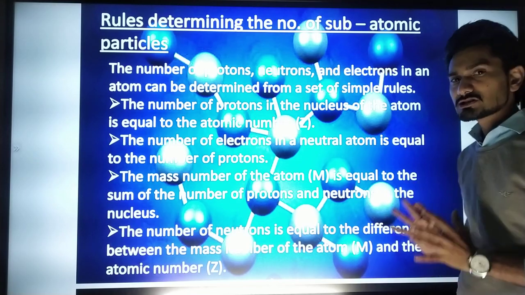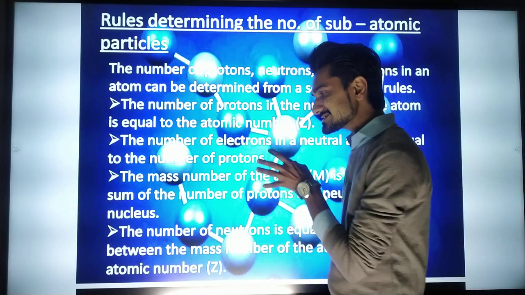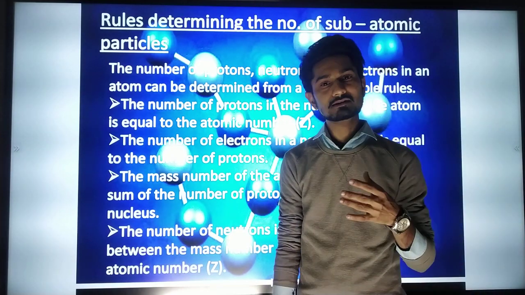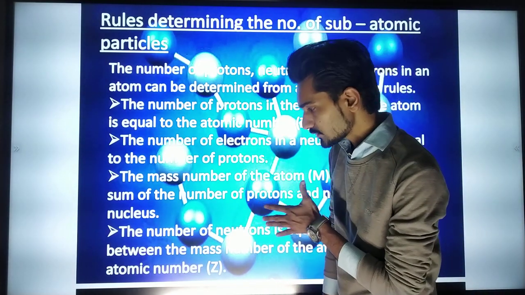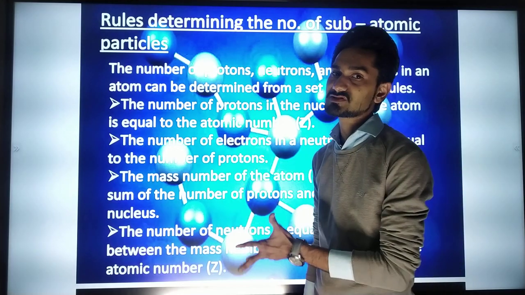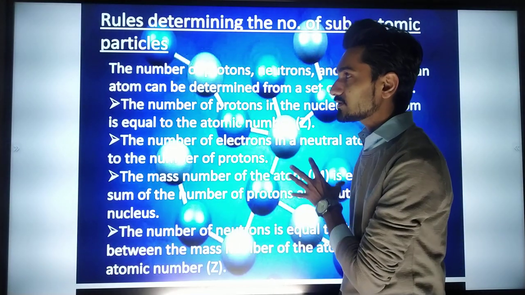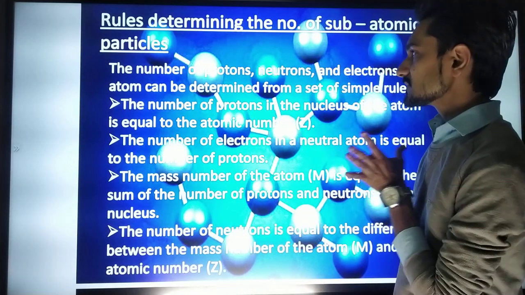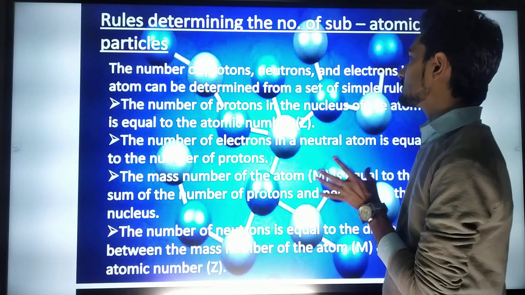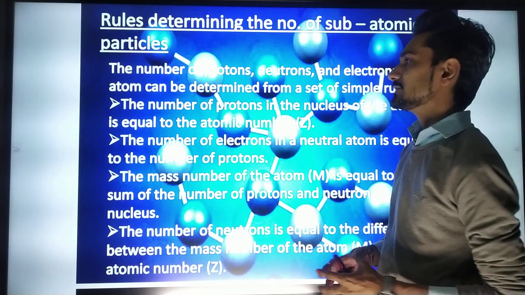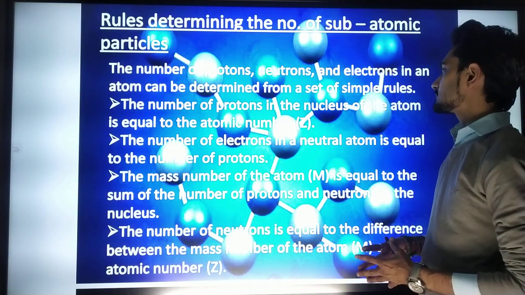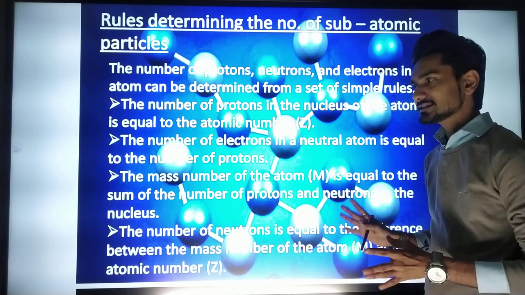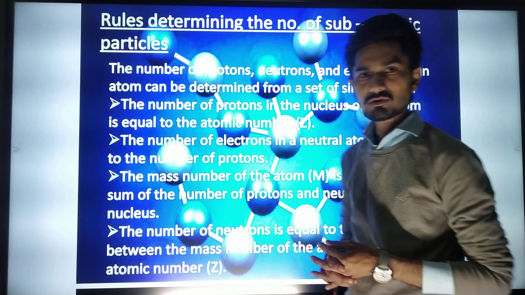This is a very important topic, because once you understand it, it will be very useful in the 10th standard. It will be even more useful in the 11th-12th science chemistry portion. So you have to understand it with focus. The number of protons, neutrons and electrons in an atom can be determined from a set of simple rules. We'll just see that. There are 4 rules we are going to see.